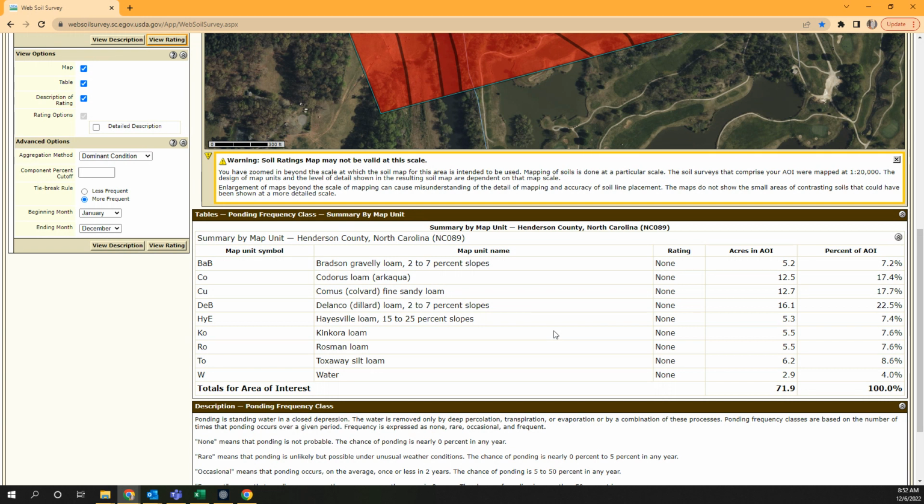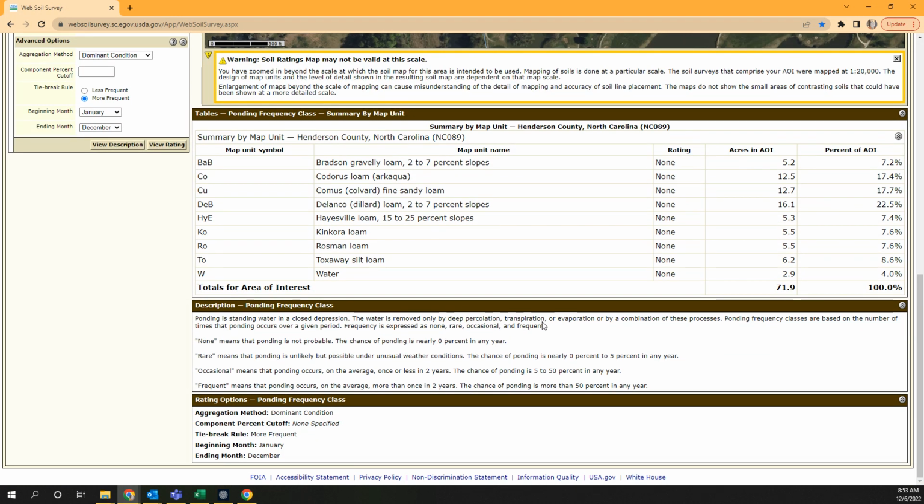These tend to be clayier soils that are not going to have good infiltration, and they have water that's flowing actively towards their areas. So in this case, none means that there's not a probable chance of ponding, all the way to frequent, which means you're going to have ponding occurring often, more than once in 2 years.